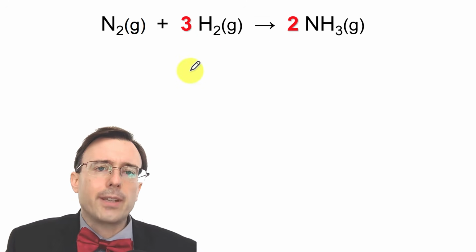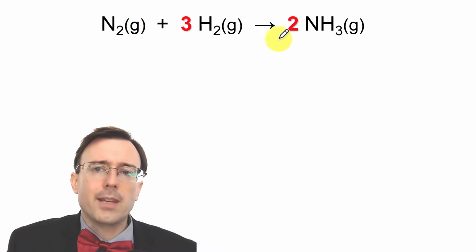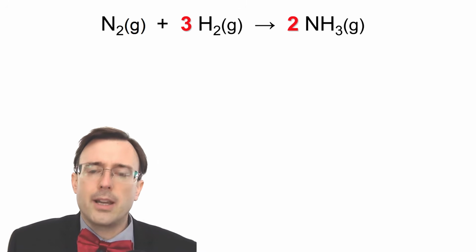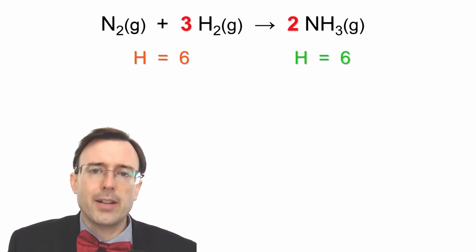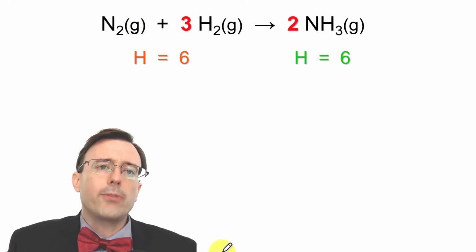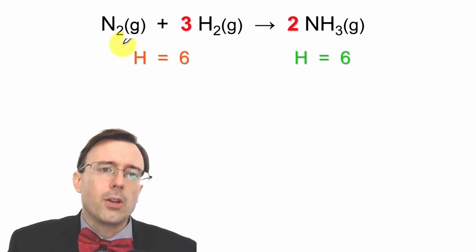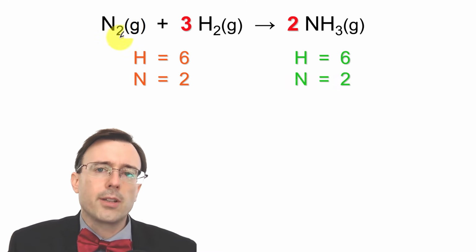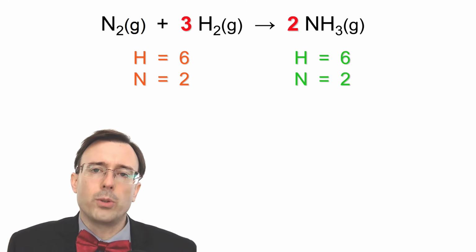And so now in this case, we have 3 times 2 is 6 and 2 times 3 is 6. And so both sides have 6 hydrogens. In the process of balancing hydrogen, notice that we've also balanced nitrogen. On the left side, we have 2 nitrogens, and on the right side, we also have 2 nitrogens. And so this is the balanced chemical reaction for nitrogen reacting with hydrogen to make ammonia.